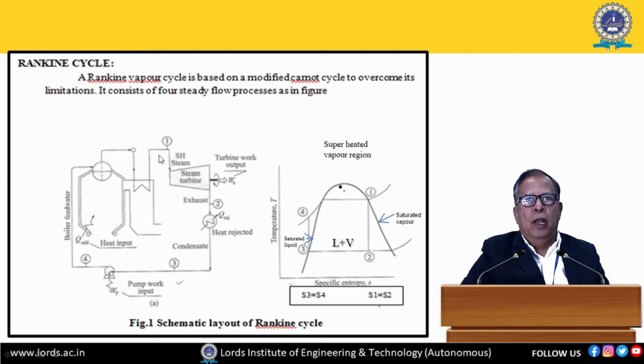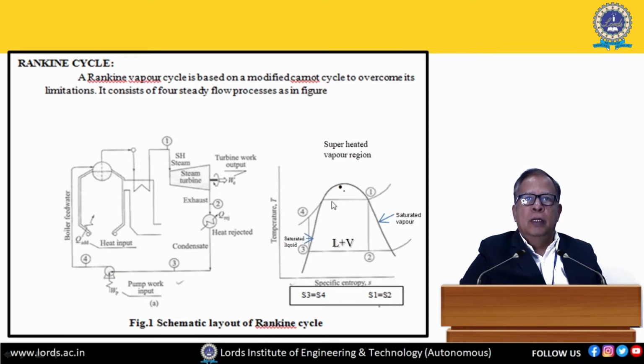Now, to the left of this point, this line is known as the saturated liquid line, and to the right of this dot, we are able to see the line known as the saturated vapor line. The area above this dome is known as the superheated vapor region. Now we can see the cycle here: 3 to 4, 4 to 1, 1 to 2, and 2 to 3.